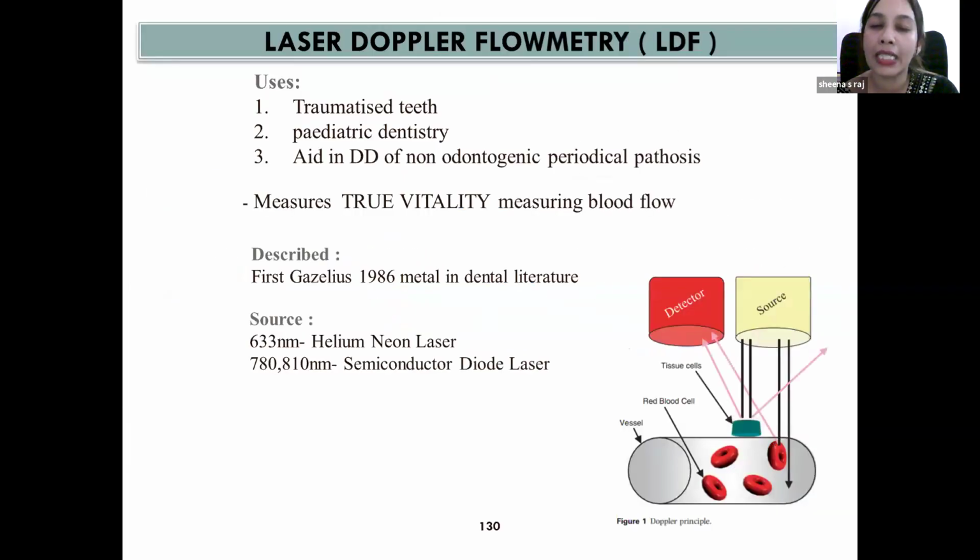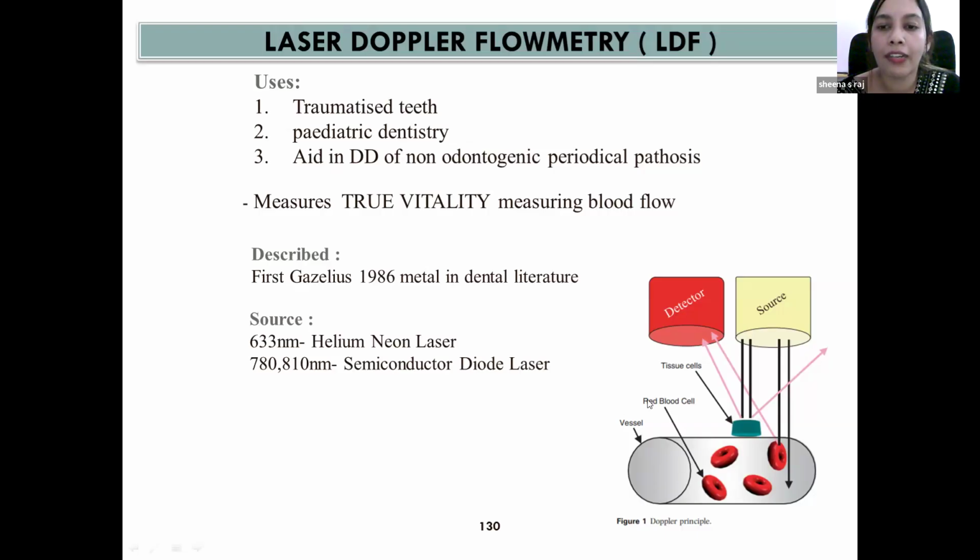Next, coming to what is laser Doppler flowmetry. Laser Doppler flowmetry, as we have discussed in the classification, is used for checking the vascularity. Okay, vascular supply. Gazelius was the person who introduced this.